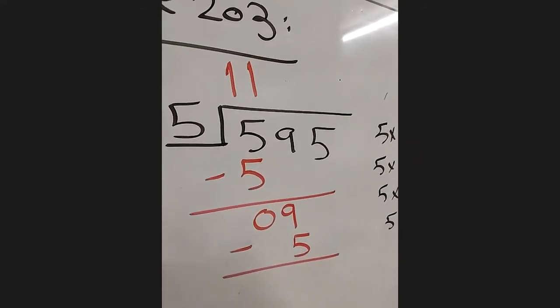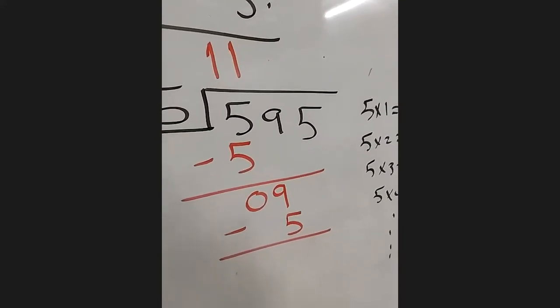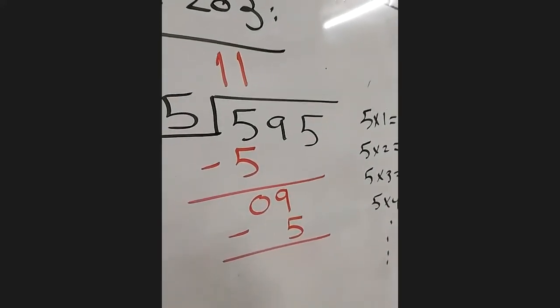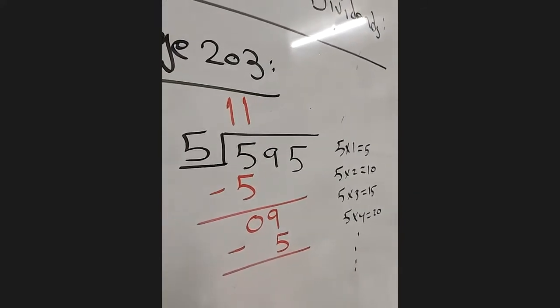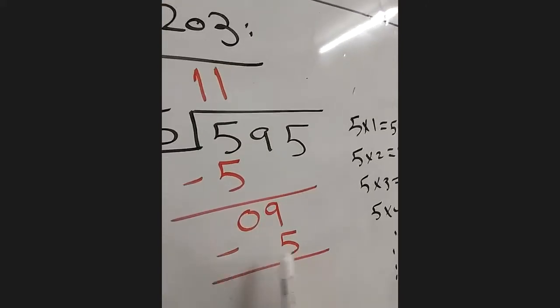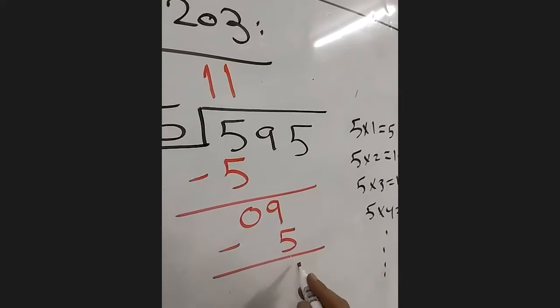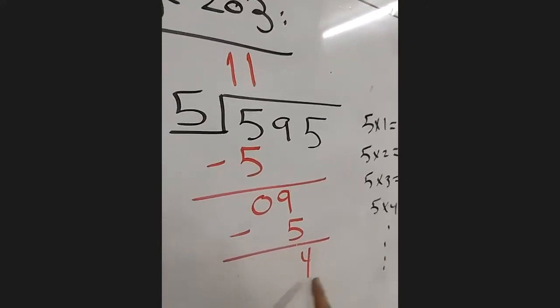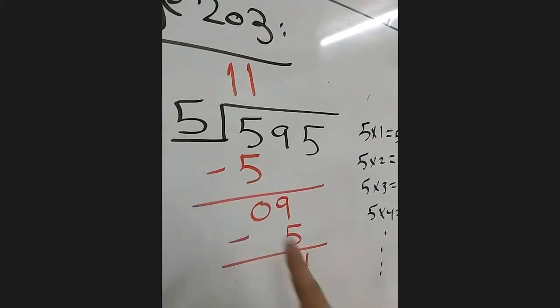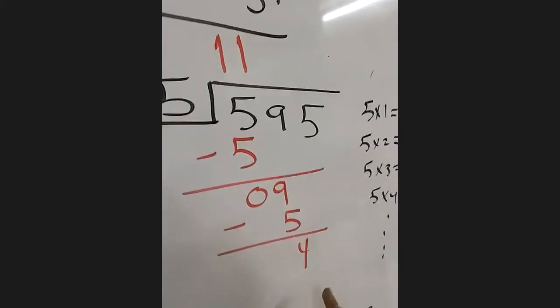9 minus 5 is 5? No. Focus. 9 minus 5, how much? 4. 4, not 5. Now 4, look here, 4 is less than 5. What does this mean? This means we are correct until now. Now I'm done with 9.